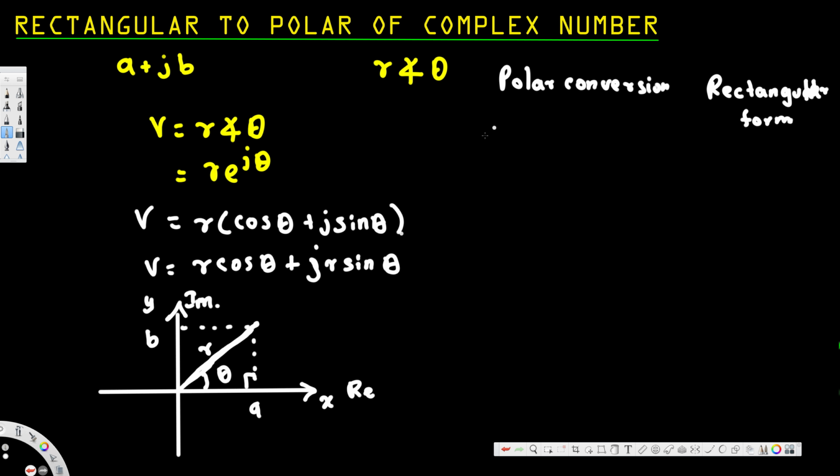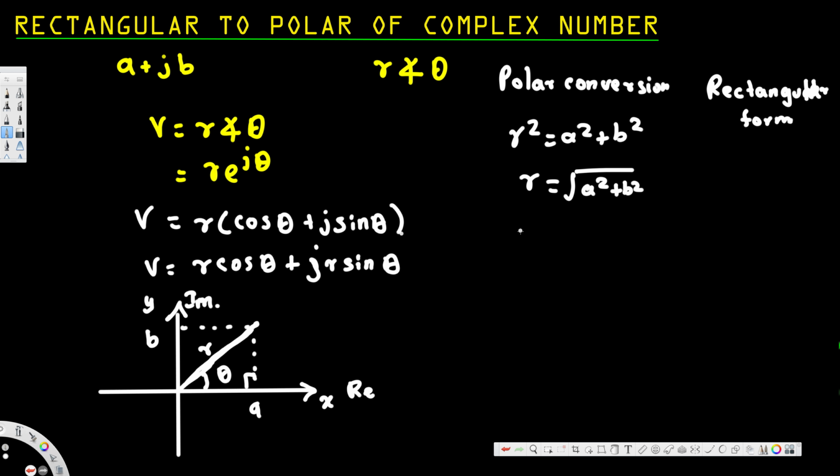So first we calculate the distance using the Pythagorean theorem, because we know this location a and also we know b, so we can calculate the distance from the origin to here using the Pythagorean theorem. That's r. So for polar conversion we use r squared is equal to a squared plus b squared, and therefore r is going to be equal to the square root of a squared plus b squared.